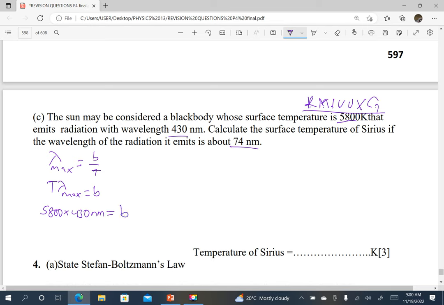Also, T for Sirius, which is not known, I'll call T Sirius, times the wavelength of Sirius, which is 74 nanometers, is also equal to the same constant. So we just divide the two equations, the constant disappears, and when you divide the two equations, you have the T Sirius, or you equate the two equations, no problem. You find that T Sirius, or the temperature of Sirius, is going to be equal to 430 nanometers divided by 74 nanometers times 5,800.